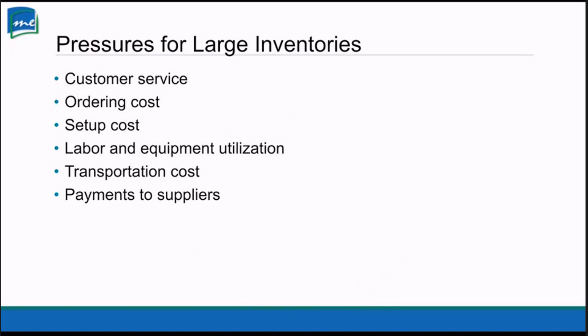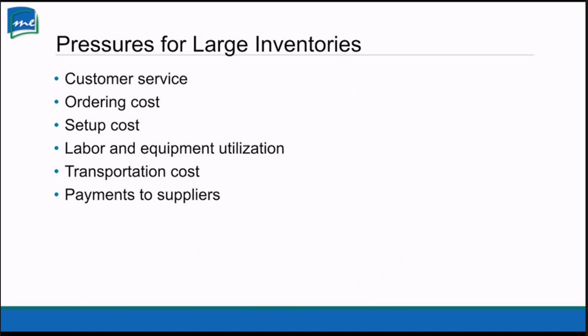The next reason is transportation. If you keep small inventories, which means you place a small number of units per order, it may increase the transportation cost. Sometimes outbound transportation cost can be reduced by increasing the inventory level, and inbound transportation cost can also be reduced by creating more inventories.